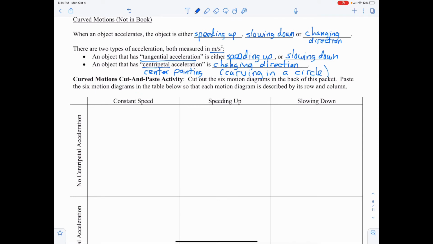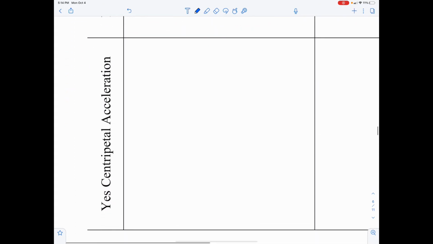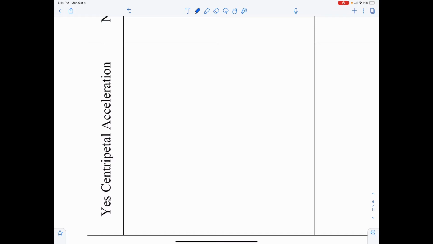Okay, curved motions. Now, this is normally meant to be a cut and paste activity, but this is something we can just sort of draw to illustrate these differences. So go ahead and copy this along with me. The first row refers to no centripetal acceleration. Well, ladies and gentlemen, that would just be linear motion, as we've studied it up until now. The second row is involving centripetal acceleration, so this would be curving in a circle, or again, part of a circle.